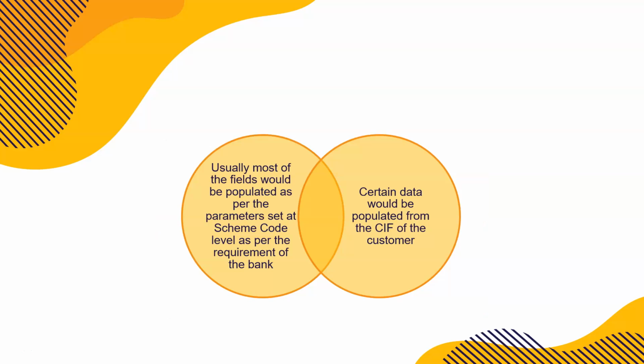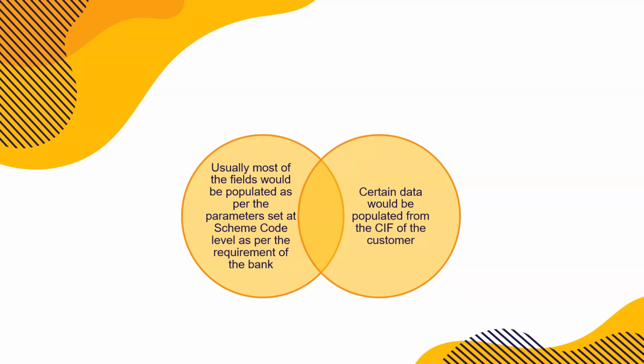Usually most of the fields would be populated as per the parameters set at scheme code. So most of the fields will be populated as per the parameters set at scheme code at the central level, at the server level. So don't tinker with any field of your own. You have to fill in only the fields which are required to be filled, like mode of operations, dispatch of statements, periodicity, nothing else, in general details, right? Don't tinker with any other, otherwise this will result in an error and you will have to discover where the error is coming from.